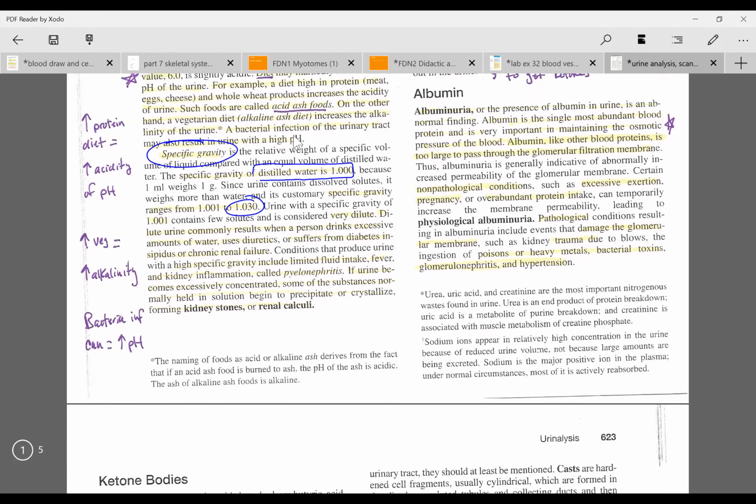A high specific gravity usually means they're dehydrated, so limited fluid intake. I do a lot of UAs, and I see specific gravity on most people is pretty high. Pretty much automatically, you can assume they're dehydrated, not getting enough water. And that's very common, especially in an arid environment like where we live. It's very dry here, which means we lose a lot of water to the environment and you don't even know it.